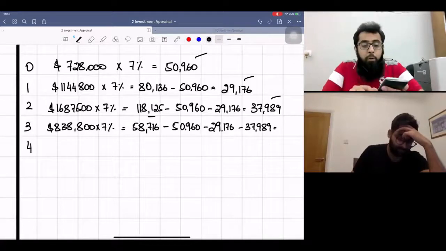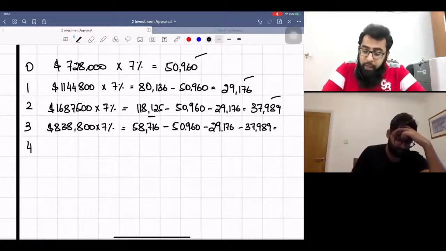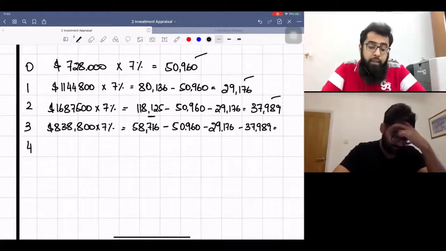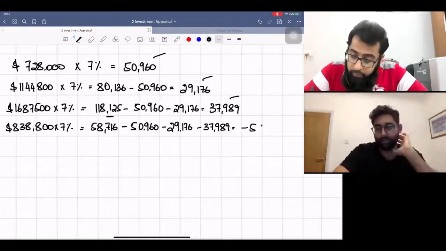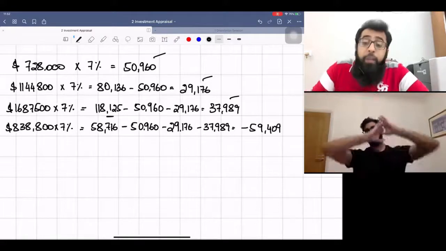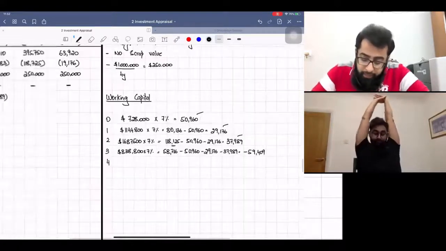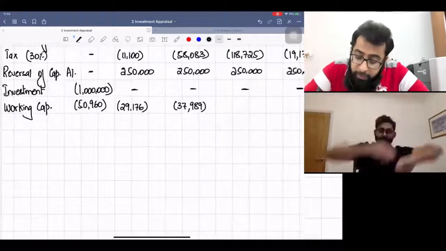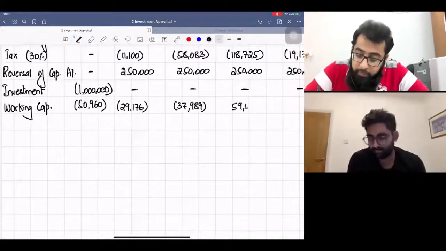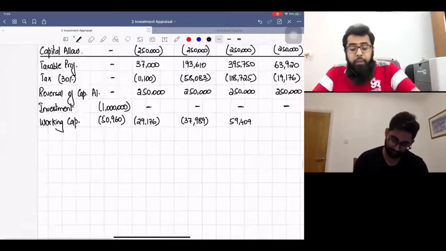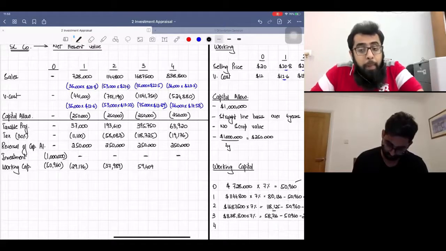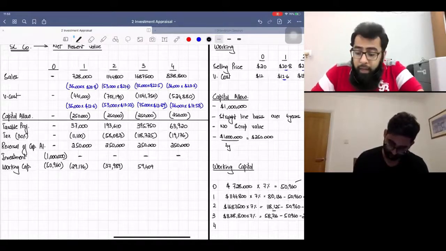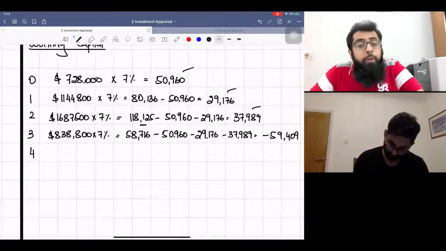Yeah. And 37989. So how much I need to extract from working capital? 29176 minus 37989. So 59,409. Now this will be a recovery of working capital because as the sales are expected to decline, so we will keep lesser amount in working capital. Okay. And the last assumption is the remaining amount invested in the working capital will be recovered in the last year. The entire amount which remained invested in the working capital will be recovered.